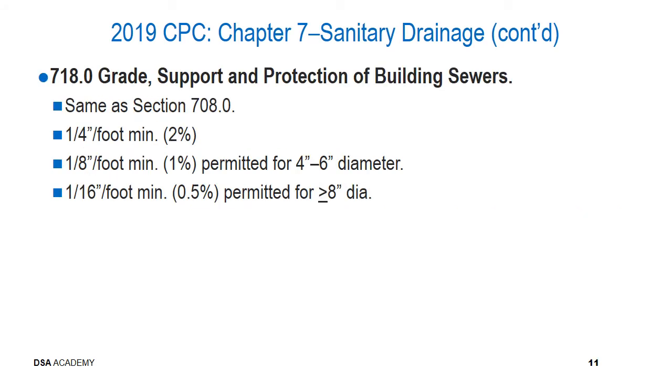Continuing with building sewer requirements for grade support and protection of building sewers, it's basically the same as Section 708 for building drainage, in that a quarter-inch per foot minimum is what is generally required for the slope for building sewers. And there is an allowance again for pipes that have a diameter between 4 inches and 6 inches. An 1/8 inch per foot slope is acceptable. And in situations where the pipe exceeds or equals 8 inches in diameter, then a 1/16 inch per foot minimum slope is permitted.